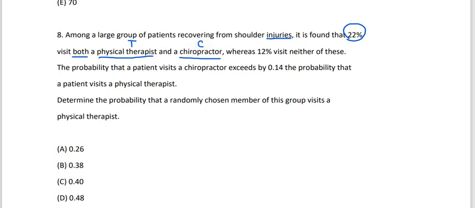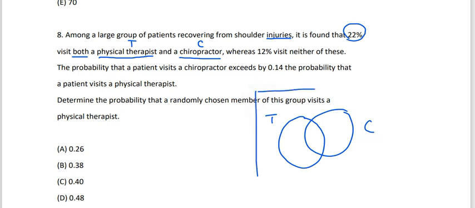So for those patients, you need to check T or C, right? So we have two factors, so we can use T, or maybe C, or maybe both, or maybe none of them, right? Okay. So here we have two factors, so then we can put this information. So let's say 12% visit neither of them. So outside is 12%.